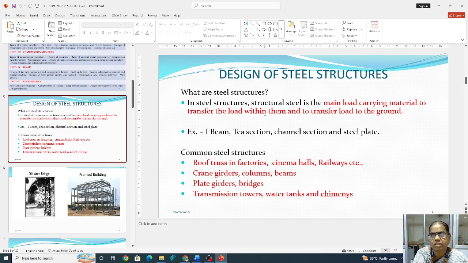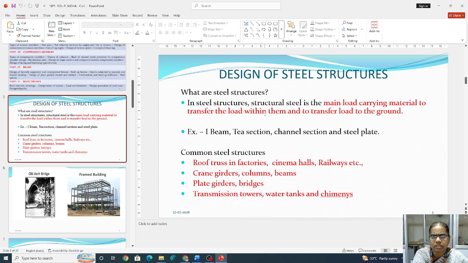So what is a steel structure? Steel structure is the main load carrying material, used to transfer the load within itself and to transfer the load to the ground. Examples of steel structure are I-beam, T-section, channel section and steel plate.